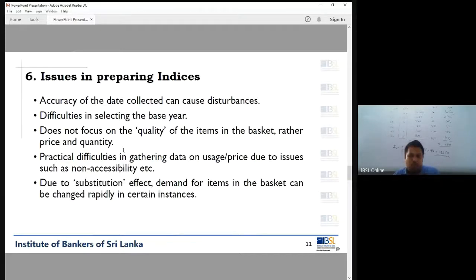So sometimes you may have to omit the fact of quality, rather focus on the type, rice, LP gas, oil, kind of a generalization, and do the math. Rather, if you are going to go for the subtypes of available items under one particular type of item, for instance rice, it is going to be very impractical to do the computation. Right? Fourth, practical difficulties in gathering data on usage price due to issues such as non-accessibility.